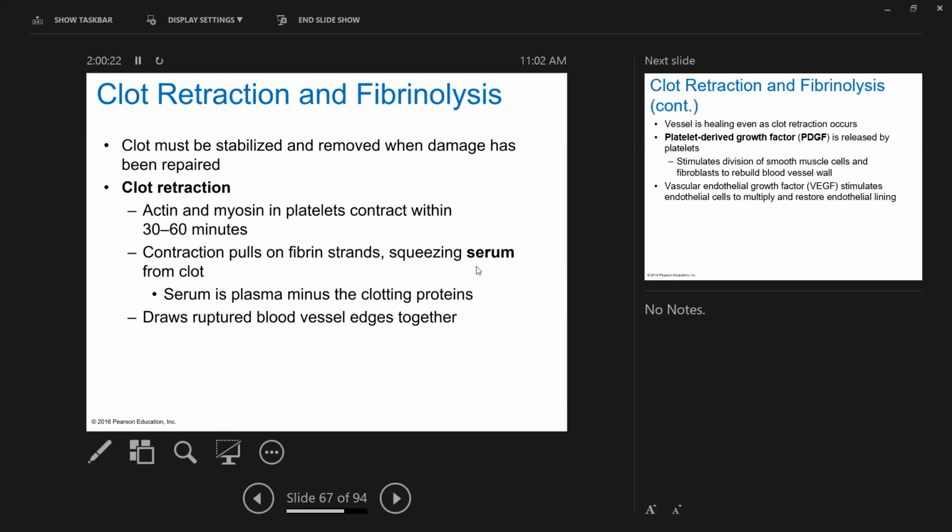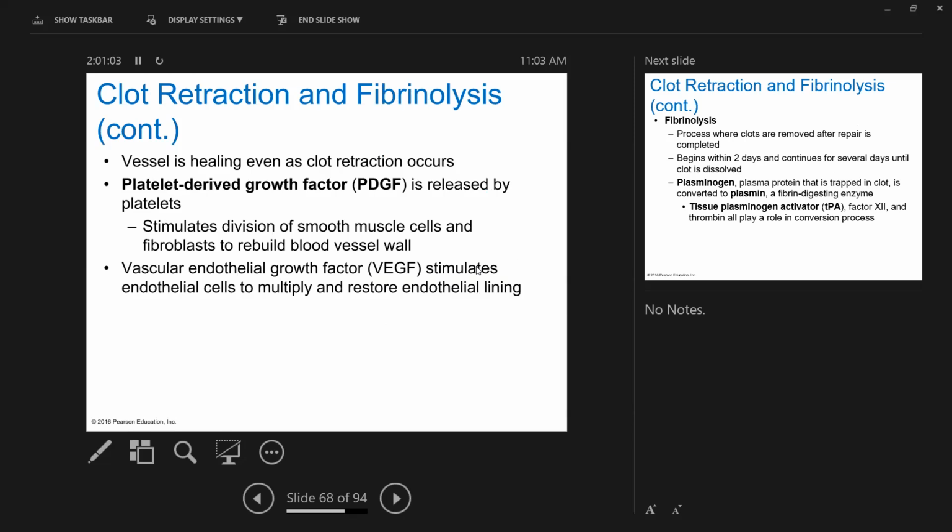And why does it contract? Well, because of the proteins actin and myosin, those are your contractile proteins, used in all the muscle contractions. We're not using muscle cells here. We're using these proteins that are in the platelets themselves to squeeze the clot. And so by squeeze, we wrap this mesh of fibrin around the platelet plug, around the site of the injury. We start squeezing, we start drawing the edges of the damaged vessel together. We squeeze out all the water, that's what serum essentially is, it's plasma by itself.